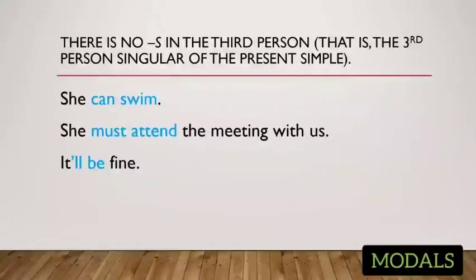First, she can swim. There is no s in the third person. That means that is the third person singular of the present simple. That means she can swim. Normally you use she swims, but when you use can, you cannot use it to swim. That means after using a modal, you have to keep your verb as it is. You cannot change it into V2, V3, V4 or V5.